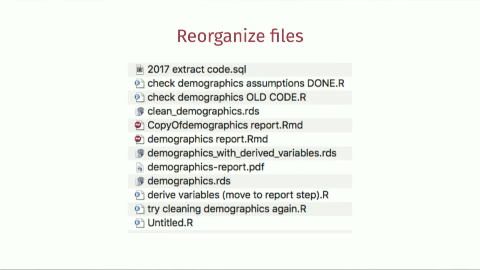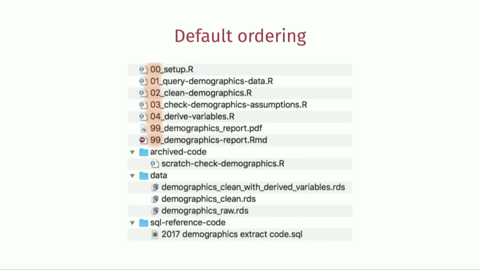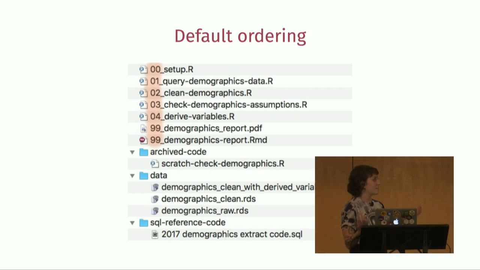Like, nobody wants that. So the first thing I did to reorganize that is I separated out data, reference code, and old code, and reorganized things and named them clearly to communicate what they're actually doing. I also took advantage of the default ordering, which does things by name, and gave numbers to indicate what order things happen in. And even if this is all you do, next year when you come back, you can just copy the old code over and go through things in order.